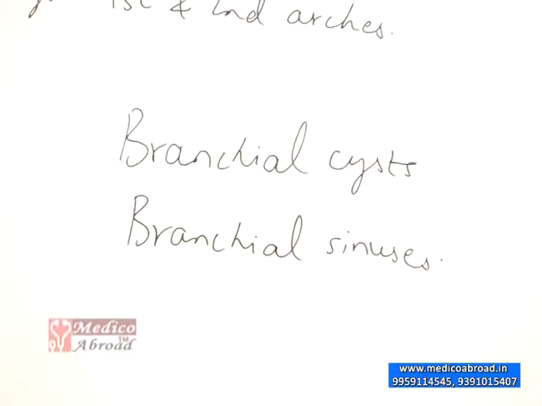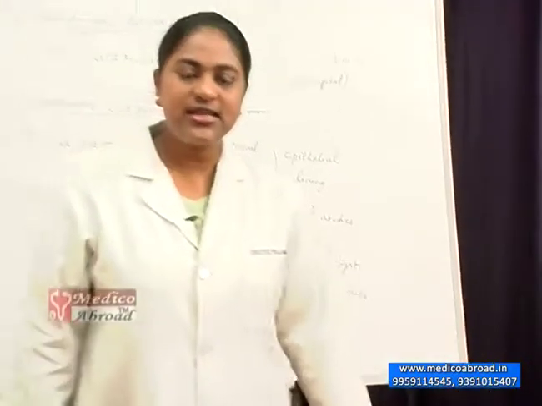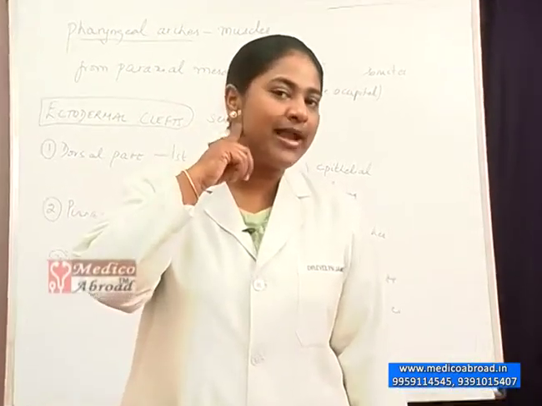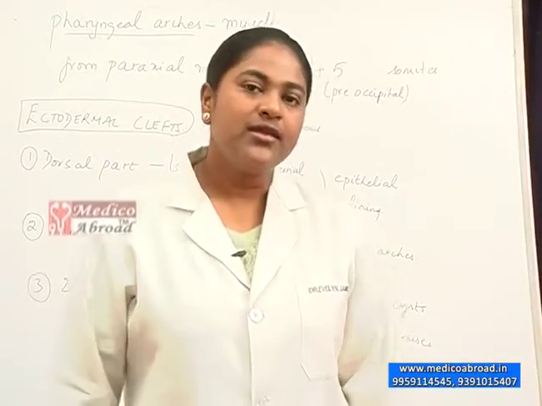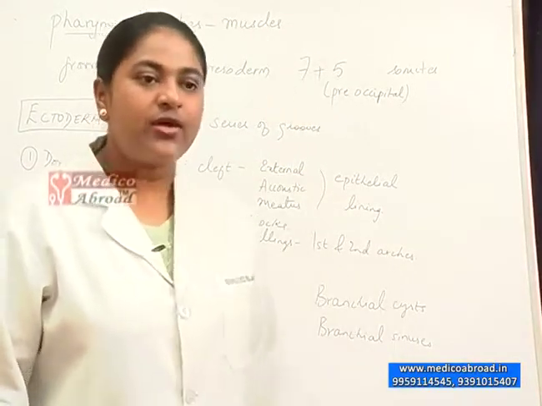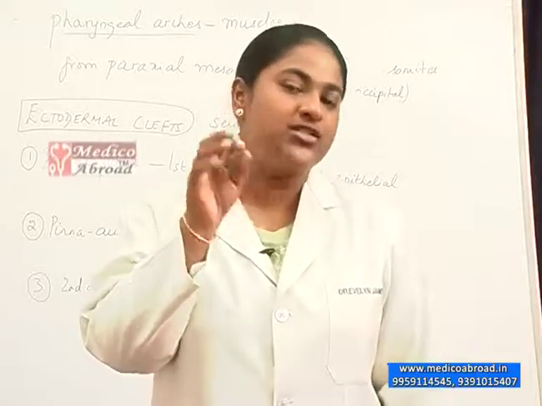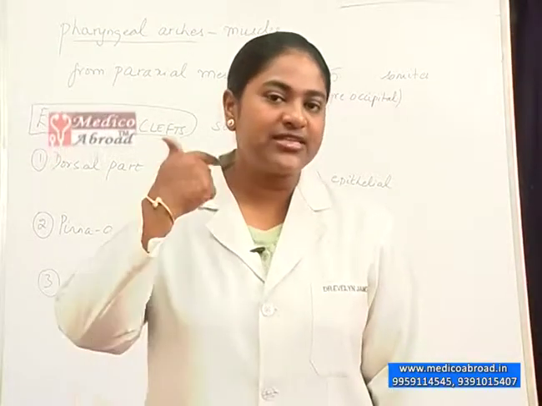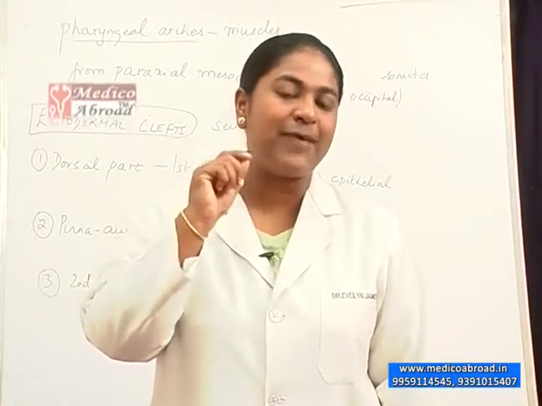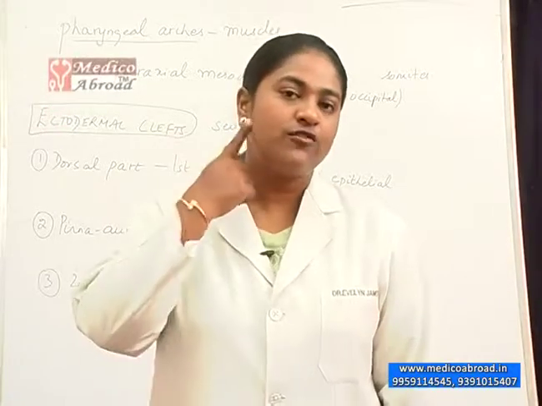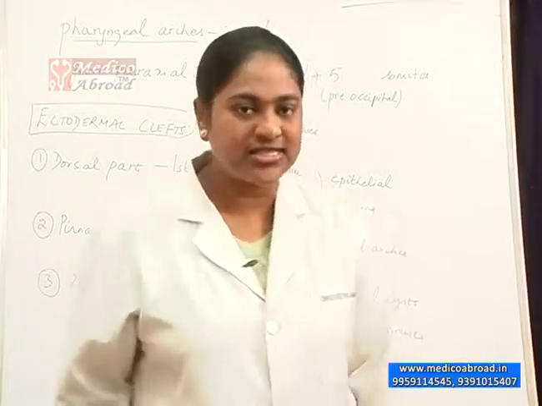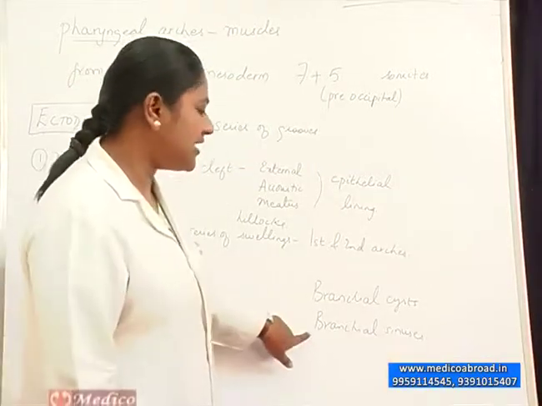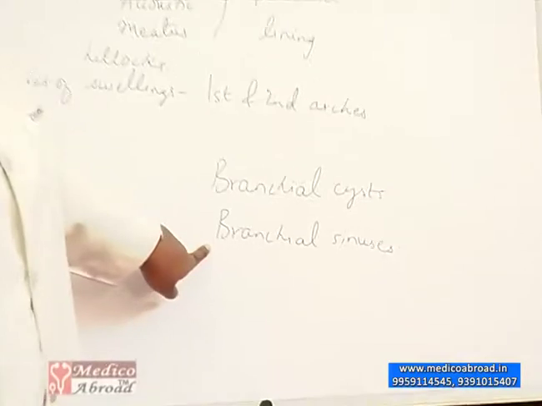The commonest site of occurrence is along the angle of the mandible. Now, if there's a false passage from the outside, from the ectoderm up to that persisting branchial cyst, it's called a branchial sinus.